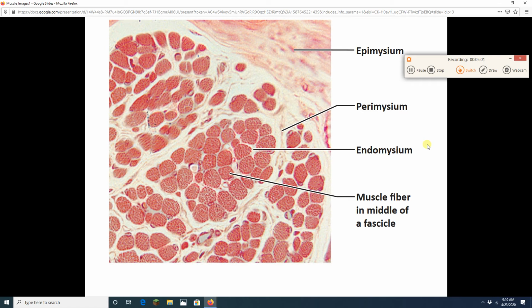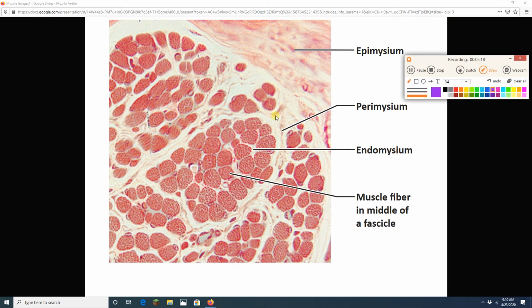Let's look at some skeletal muscle in the microscopic view, and we'll see there's a pretty good amount of connective tissue here. I can see my endomysium around my individual muscle cells. Each of these circles right here. Let's draw on it just for fun. Each of these guys right there, that's one muscle cell.